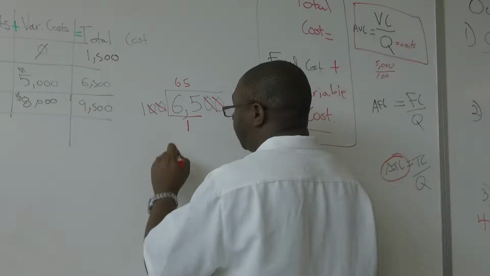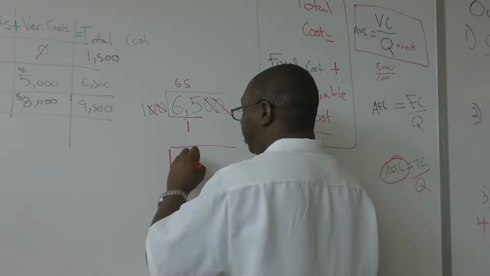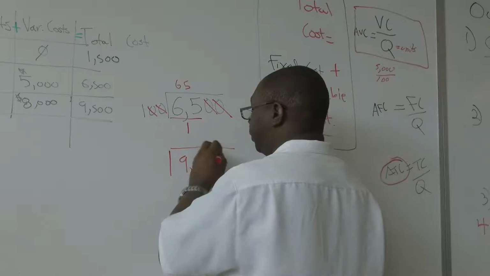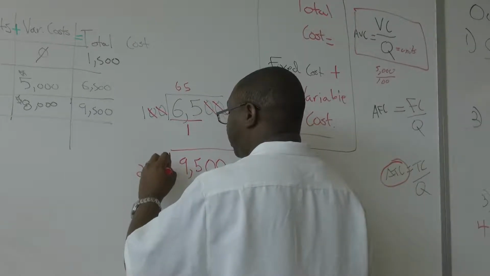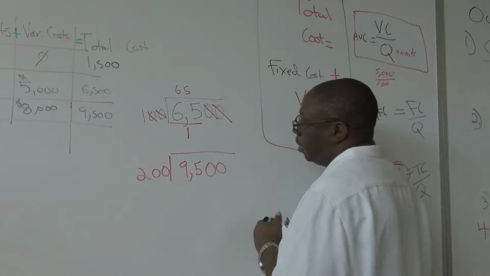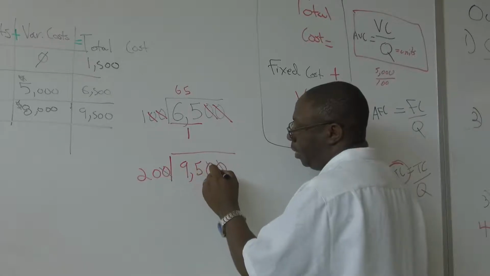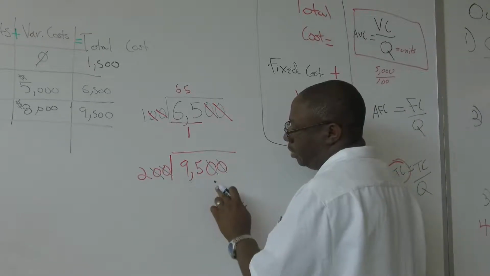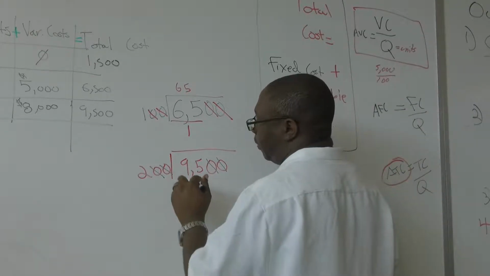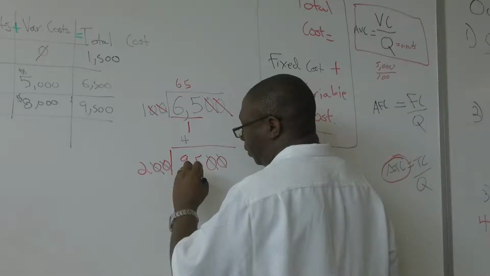Again, I'm going to switch colors so that way it's clear. It is 9,500 divided by 200. Again, I'm eliminating my ones. Then I'm eliminating my tens. Now it's 95 divided by 2. So I know 2 goes into 9 4 times.